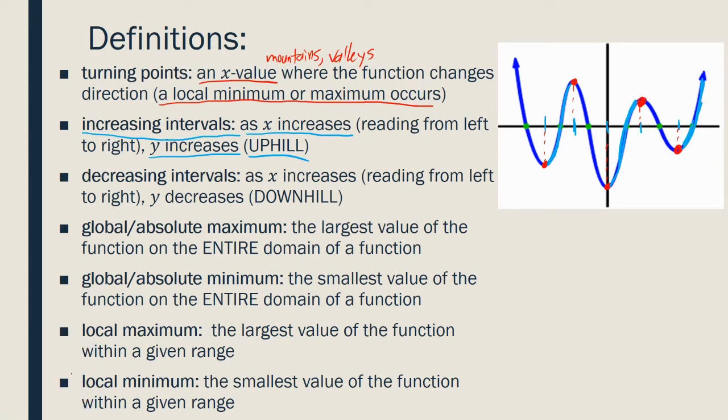Decreasing intervals, let me switch colors. Decreasing intervals are where as x increases, reading from left to right, y decreases. So as x gets bigger, y gets smaller, or where my graph is going downhill. So right here, my graph is going downhill. Right here, my graph is going downhill. And right here, my graph is going downhill. So those are the parts of my graph, or the intervals on my graph, where the function is decreasing.